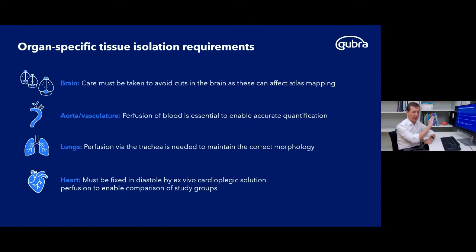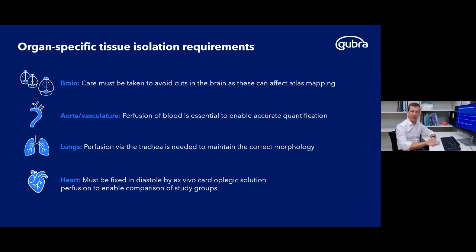So these are just some very general guidelines, and maybe just a few remarks on the different organs and tissue types. So for the brain, it's good to avoid any kind of tissue damage that may lead to problems afterwards in image analysis. For blood vessels, it is important to eliminate blood very efficiently by perfusion, because this may lead to autofluorescence and issues. For lungs, it is necessary to perfuse them via the trachea and not IV via the circulation to maintain the morphology.